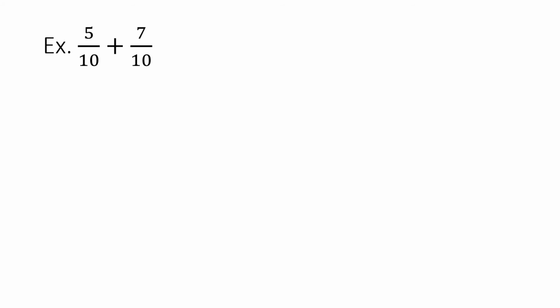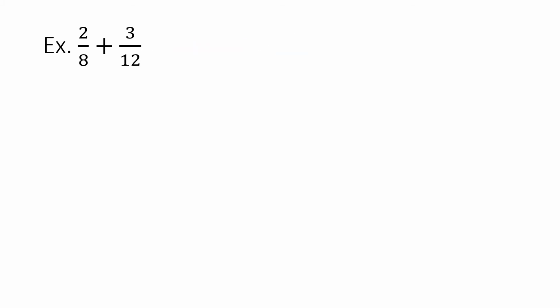Sorry for the technical difficulties. Let's add 5 over 10 plus 7 over 10. The denominators are the same, so we simply go to step 4. Add the numerators 5 plus 7 and keep the denominator the same, 10. My bad, 5 plus 7 is 12. Keep the denominator the same. So we have 12 over 10 or 6 over 5. Again, simplify if necessary.